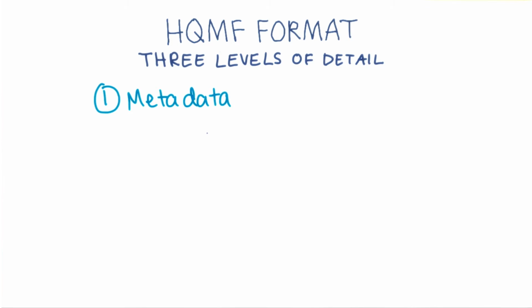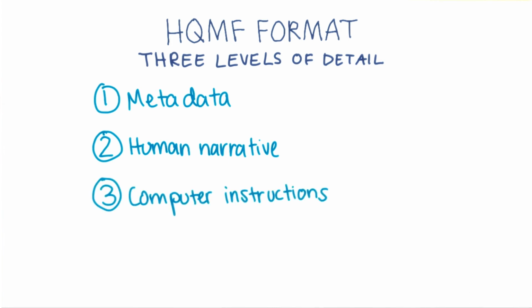It consists of 3 levels of detail: metadata, such as who wrote it, the dates over which it is valid, who validated it, and other details about how the measure works or is used. Human narrative, including measure description, data criteria, the measure population, and measure observations. Finally, computer instructions as to how to count and compute the results of the measure.